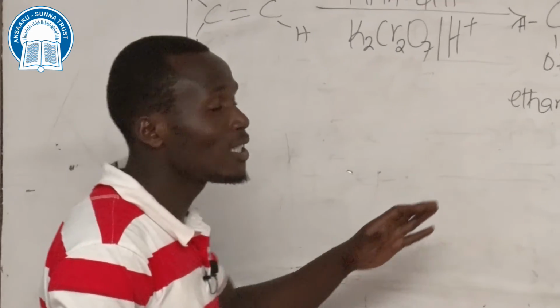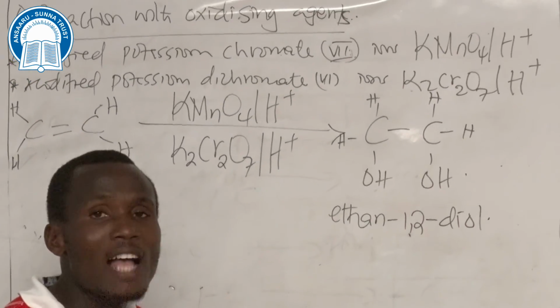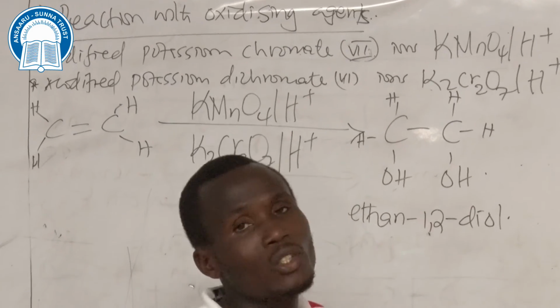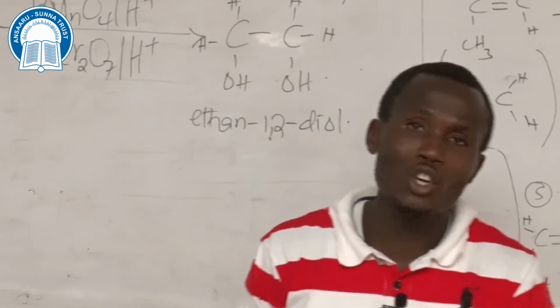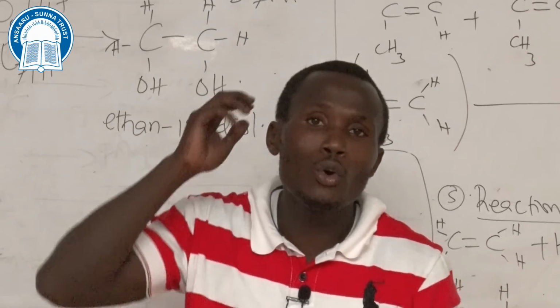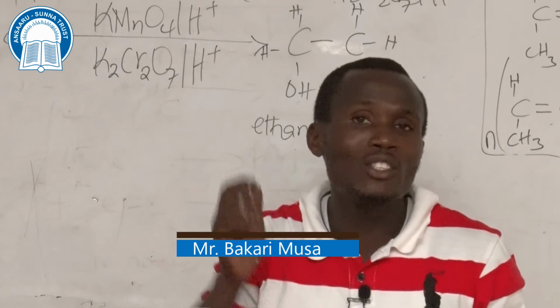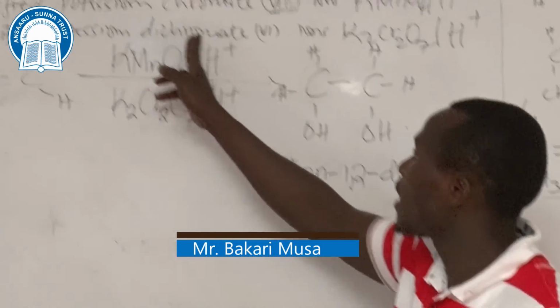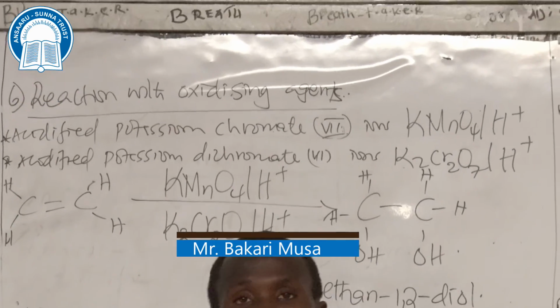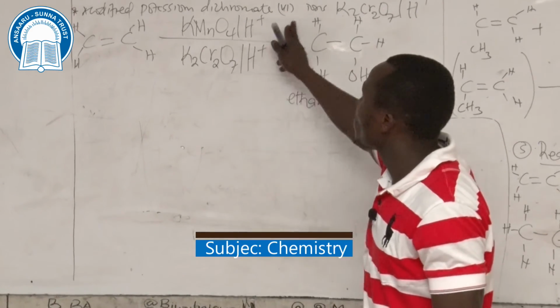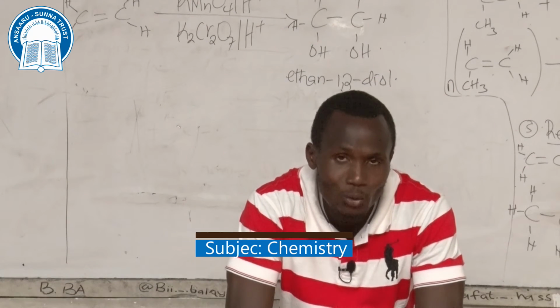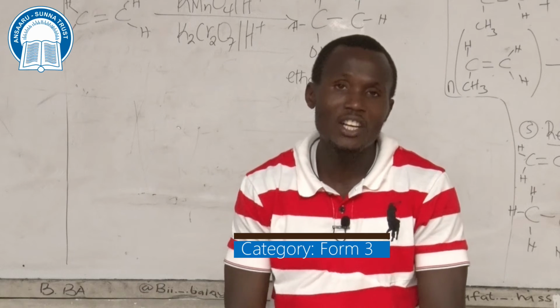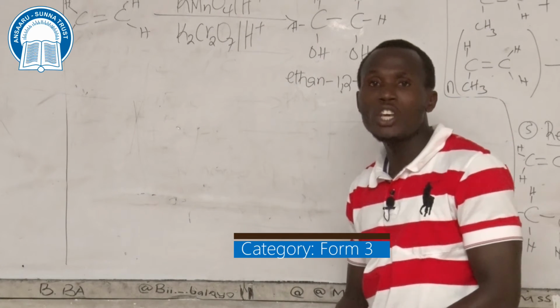And for the color of the oxidizing agent to indicate that it has been reduced, acidified potassium manganate(VII) changes from purple to colorless. This is due to reduction of manganate(VII) ions to manganese(II) ions. While acidified potassium dichromate(VI) will change from orange to green. This is due to reduction of dichromate(VI) ions to chromium(III) ions. Chromium(III) ions are green in color, and they are responsible for the green color after the reaction. So the reaction is referred to as an oxidation reaction.